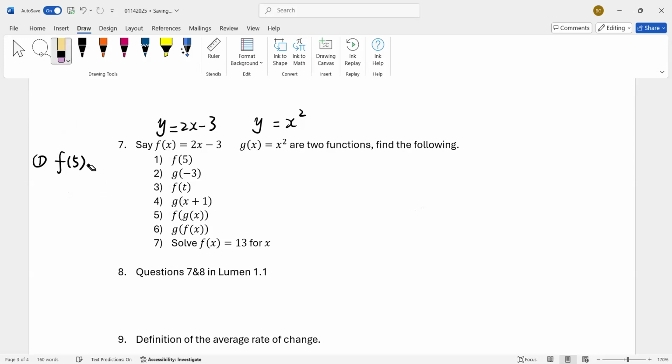So in other words, you see this is about the function f, right? In the parentheses, we have 5. So the input is 5. What's the output of function f when the input is 5, guys? 7. How do you get a 7? 2 times 5 is 10, minus 3 is 7.